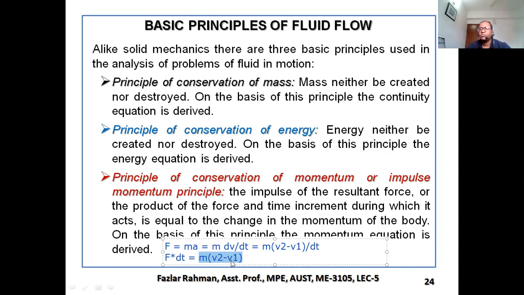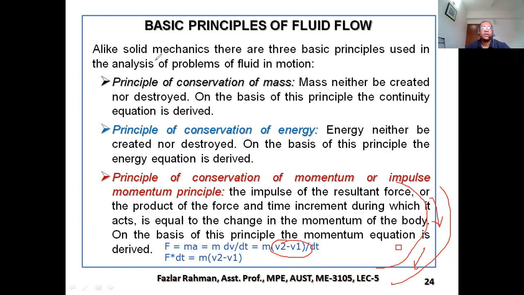From this change of momentum, we will figure out what happens if a fluid passing through a pipeline changes direction. If fluid elements change the direction of flow, they change the direction of the velocity. That means this V is changing in terms of direction and magnitude. Then there will be some force, and I need to figure out how much force there will be.